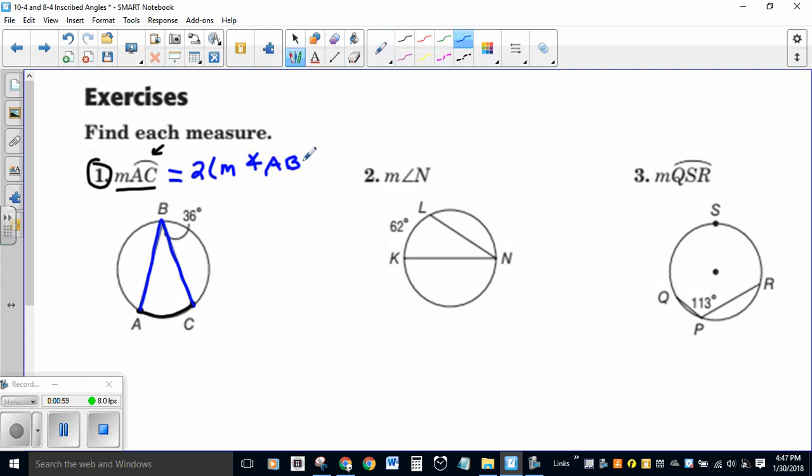ABC. So therefore it is 2 times 36 degrees. So the answer is going to be 72 degrees.